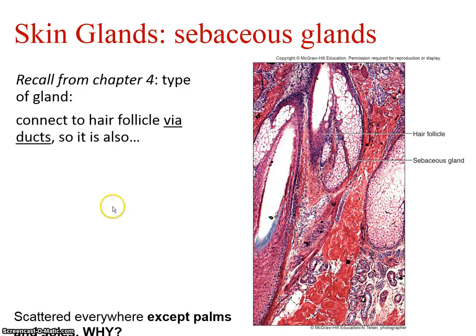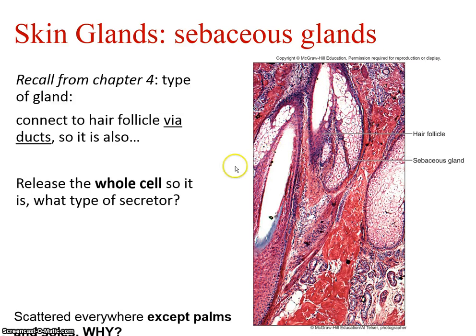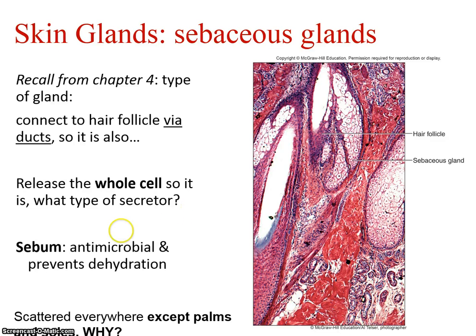All right? Again, they connect through a duct. It's a very short duct, and you can't see it here, but you'll see it on the models. So they are exocrine, and they release the whole cell. So this, again, is a holocrine secretion, as opposed to merocrine or apocrine. And the product is sebum, and sebum has a lot of different things in it. It does have antimicrobials still. You are very protective of the skin, because it is an access point for microbes. And this waxy part helps to prevent dehydration of the skin.